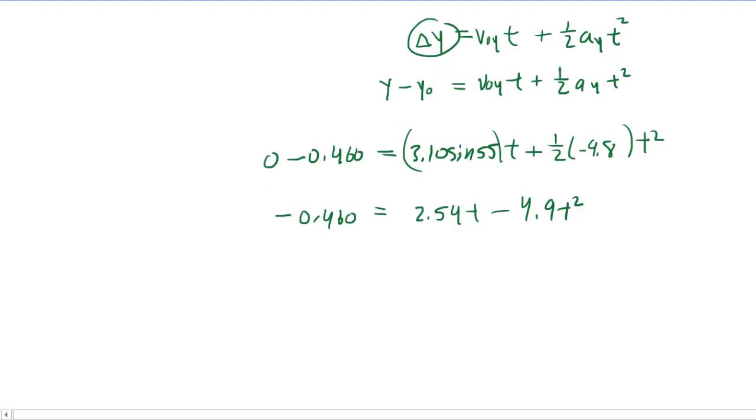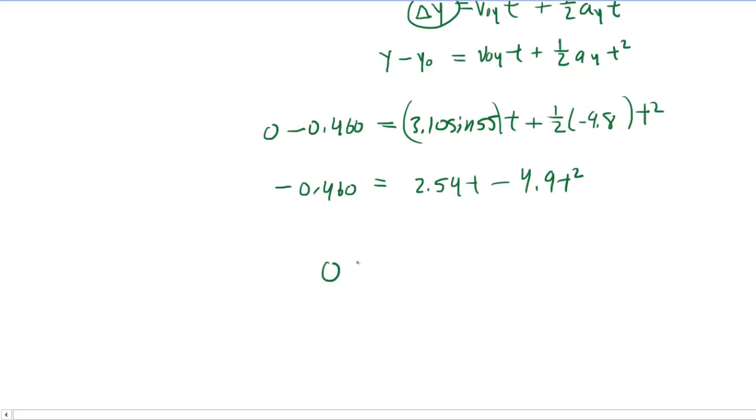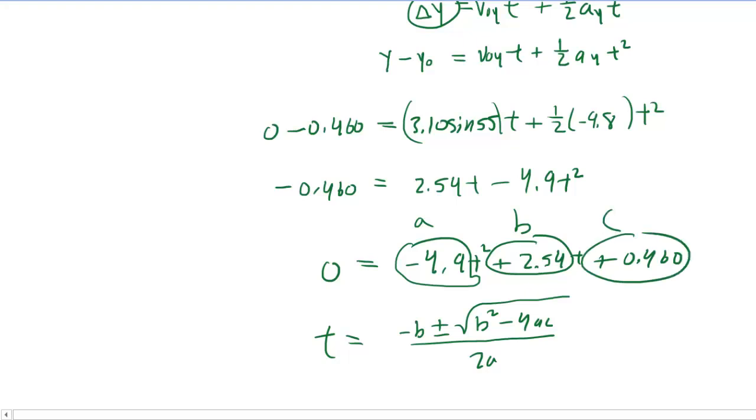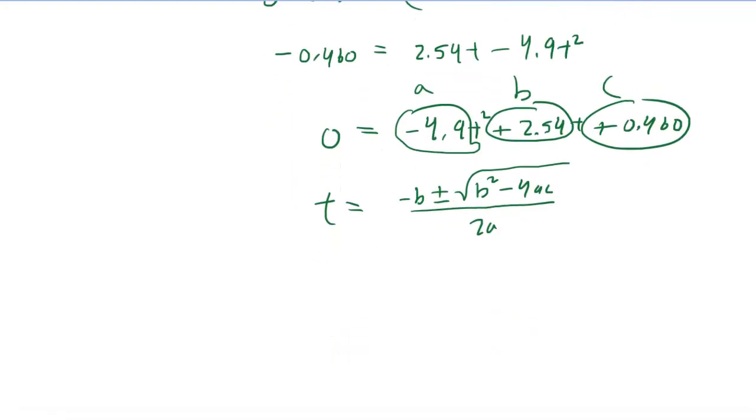We need to get this equation equal to 0 so we can solve for time. So add the 0.460 to the other side and then scramble your terms. So you're going to have the t squared term first, followed by the t term, followed by the constant term. And then you have to use the quadratic formula. So we're going to say t is equal to negative b plus or minus the square root of b squared minus 4ac, all over 2a. Recall that this number right here is your a, this number here is your b, and that last number there is your c. So we'll plug those in.